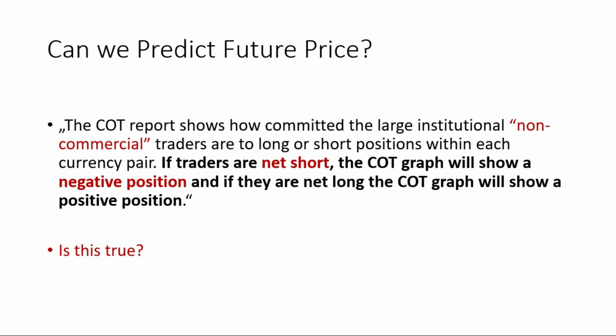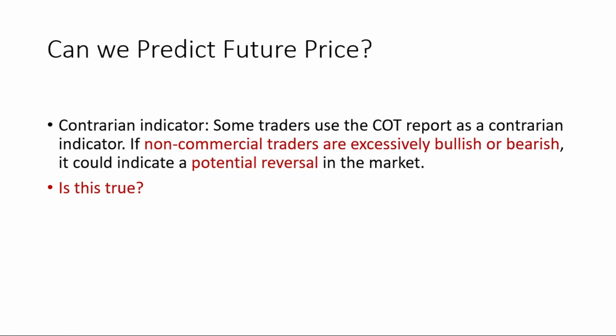Another question that we have is, can they predict the future price using it as a contrarian indicator? So if non-commercial traders are bullish or bearish, it is potentially a reversal. So this is a total opposite statement. If non-commercial traders rise, the price will decline. If non-commercial traders decline, the price will rise. So this is a completely different question.